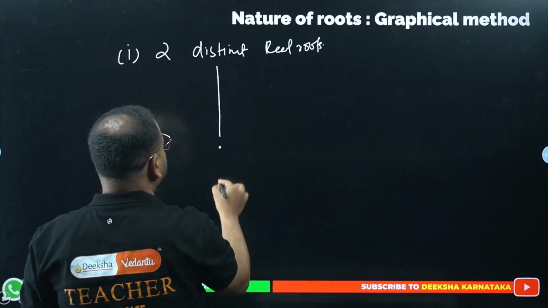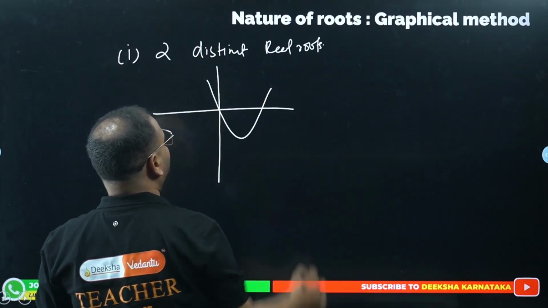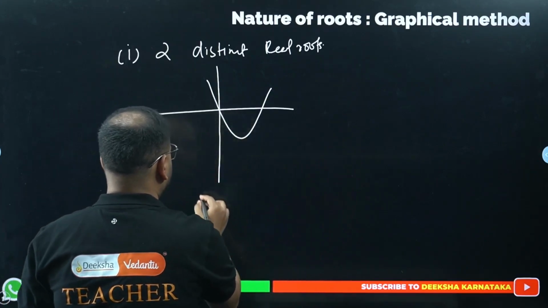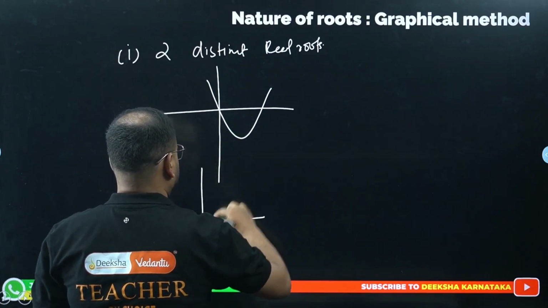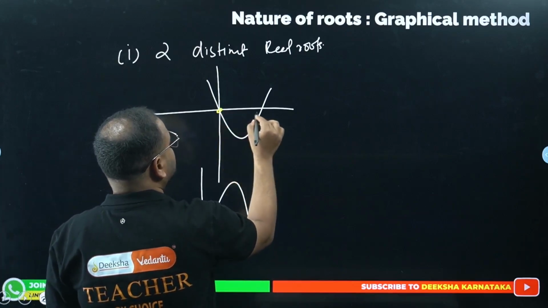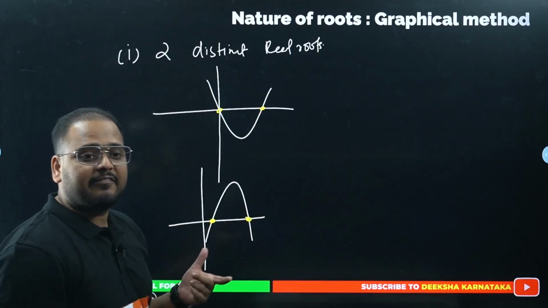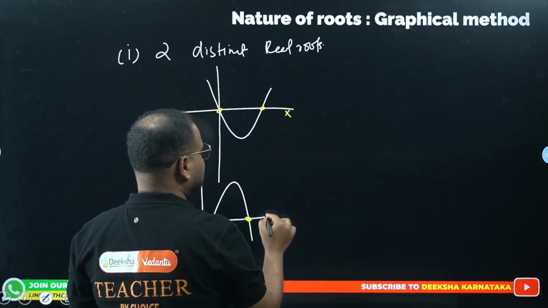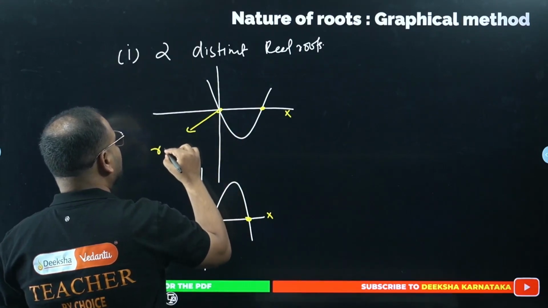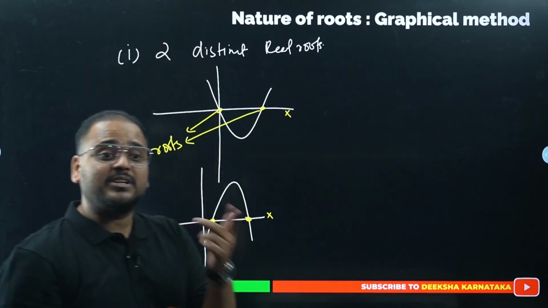You will have a coordinate axis, obviously, x and y. If the graph is cutting at 2 points, whether it's like this or like this, you can see one value is here, other value is here. So wherever the graph cuts the x-axis, these points are called roots. Recall it from the polynomial class. They were called zeros in the case of polynomials.